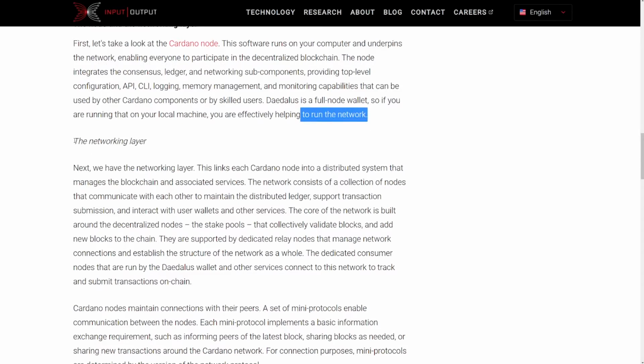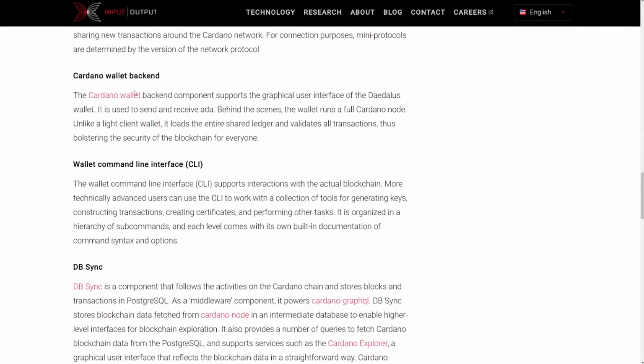So if you are running that on your local machine, you are helping to run the entire network. So that's very cool. And then we have the networking layer, which essentially links each Cardano node into a distributed system where these nodes communicate with each other to maintain the distributed ledger, to support transactions, interact with user wallets and other services. And then we move to the Cardano wallet backend, which supports the graphical user interface of the Daedalus wallet, and it just sends and receives ADA, which is the Cardano token. But unlike a light client wallet, this one loads the entire shared ledger and validates all transactions, which is reinforcing the security of the blockchain for everyone.